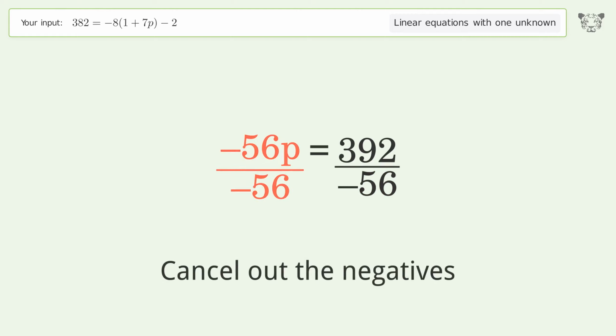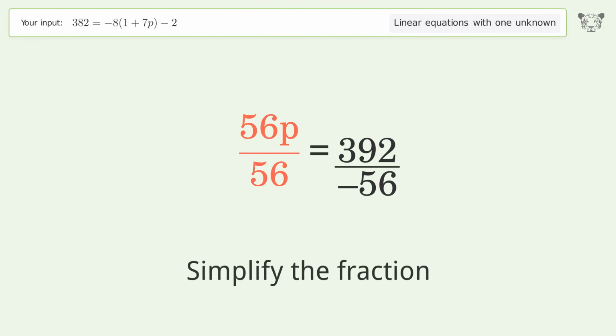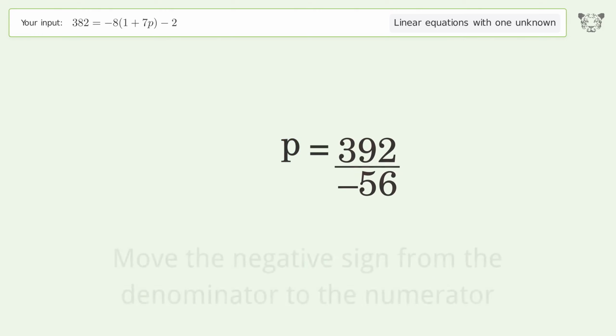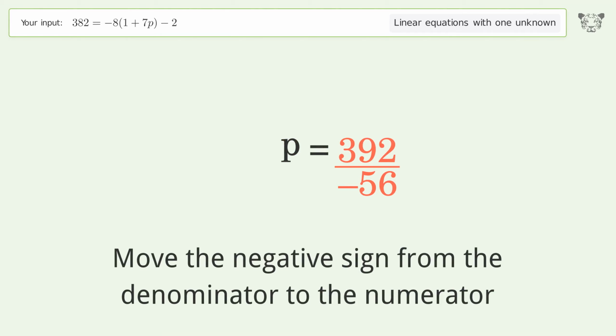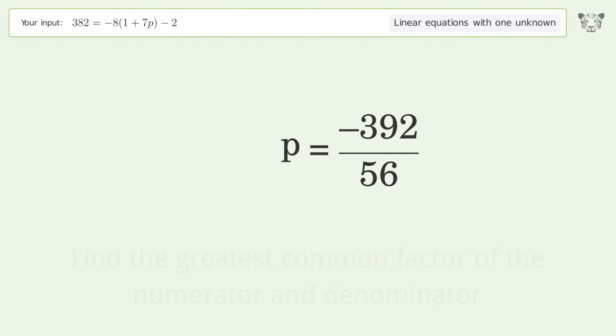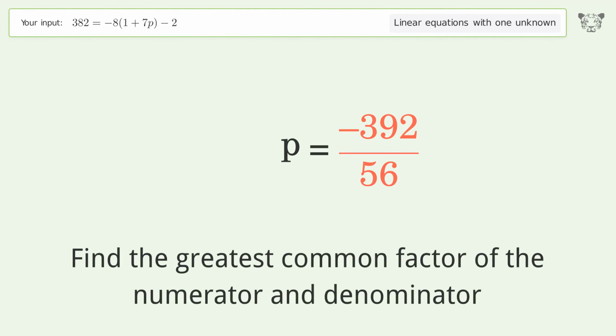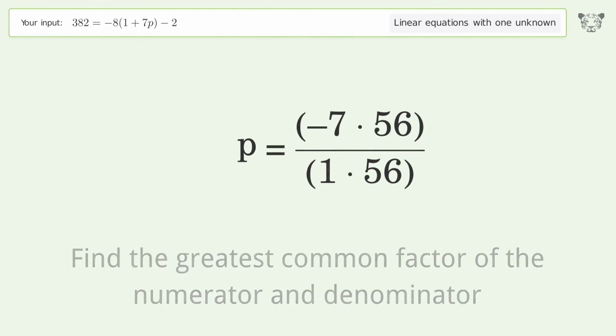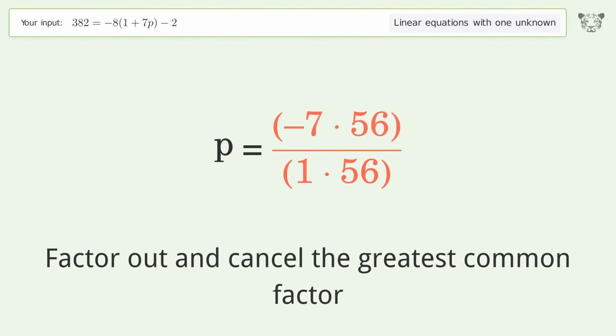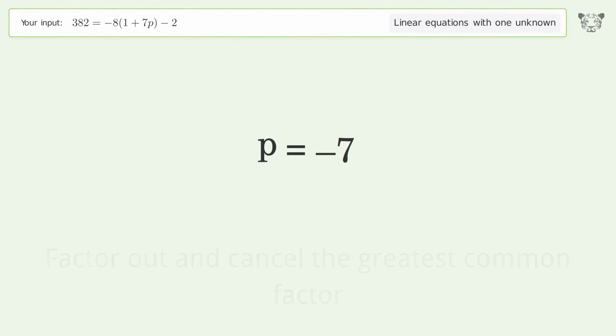Cancel out the negatives. Simplify the fraction. Move the negative sign from the denominator to the numerator. Find the greatest common factor of the numerator and denominator. Factor out and cancel the greatest common factor. And so the final result is p equals -7.